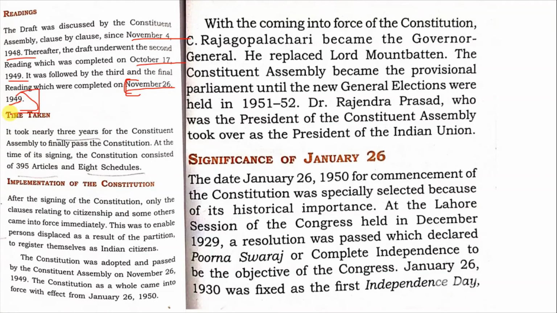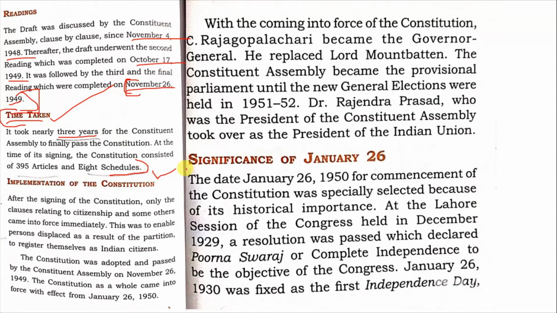Okay. And time taken. So it took nearly 3 years for the Constituent Assembly to finally pass the Constitution. At the time of its signing, the Constitution consisted of 395 articles and 8 schedules. So this is very important, the time taken. Okay.